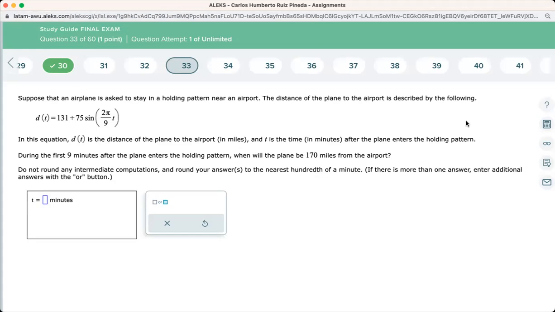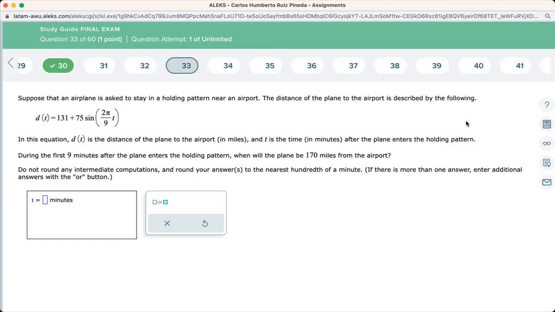In this equation, d of t is the distance of the plane to the airport in miles, and t is the time in minutes after the plane enters the holding pattern. During the first 9 minutes after the plane enters the holding pattern, when will the plane be 170 miles from the airport?